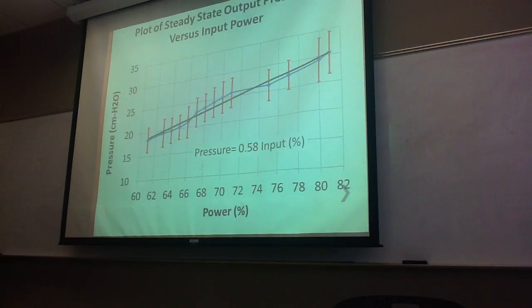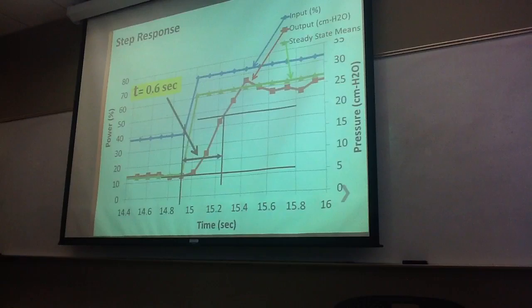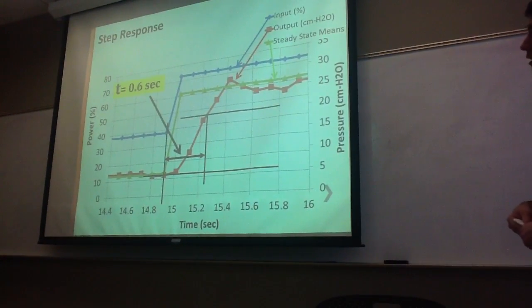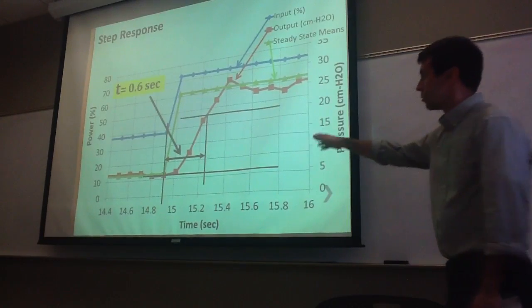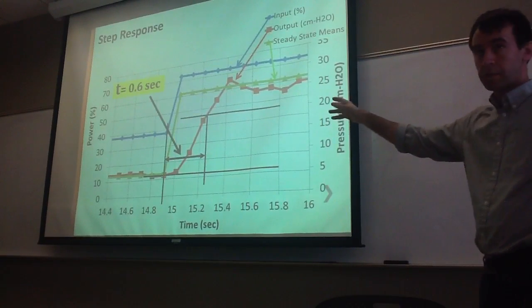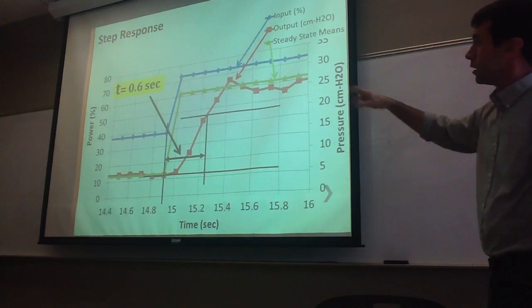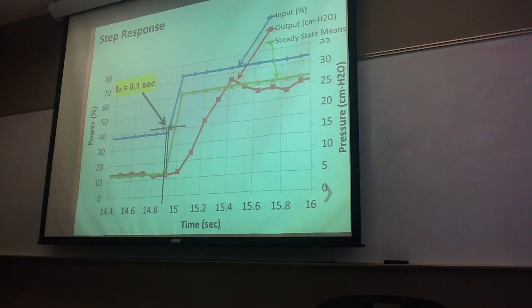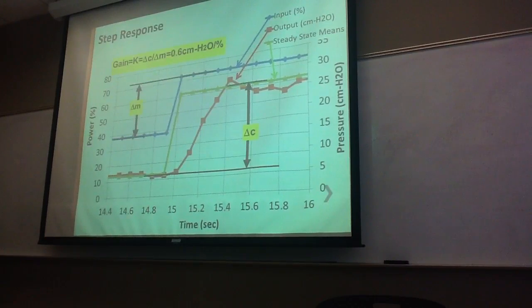Okay, here, this is our steady-state operating pressure curve, and it ended up being an average 0.58 input percent. And with our step response, the lines in black here and the arrows point out how we found each measurement. The tau average for all experiments was 0.6 seconds. T naught, 0.1 seconds. And the gain, 0.6 centimeters of water per percent.